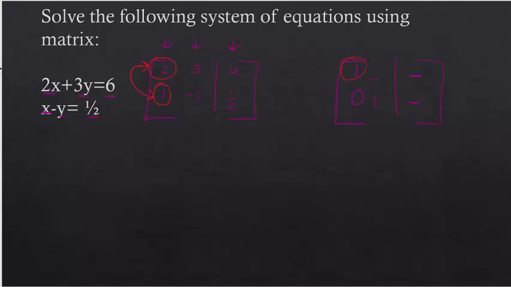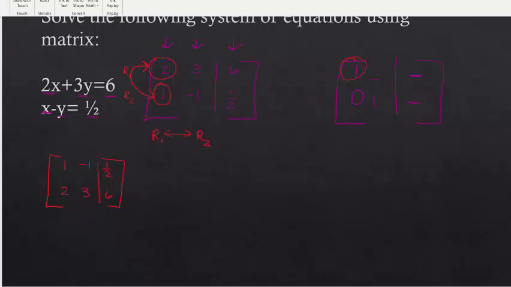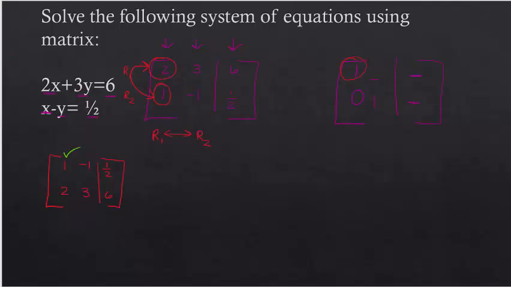And we'll write that as, well, this is row 1 and this is row 2. So what we're going to do in order to get the 1 in the top left corner is we're going to switch row 1 with row 2. All right, now we have 1, -1 and 1/2, and we have 2, 3, and 6. All right, so now we can see here that we have a 1 in the right spot.